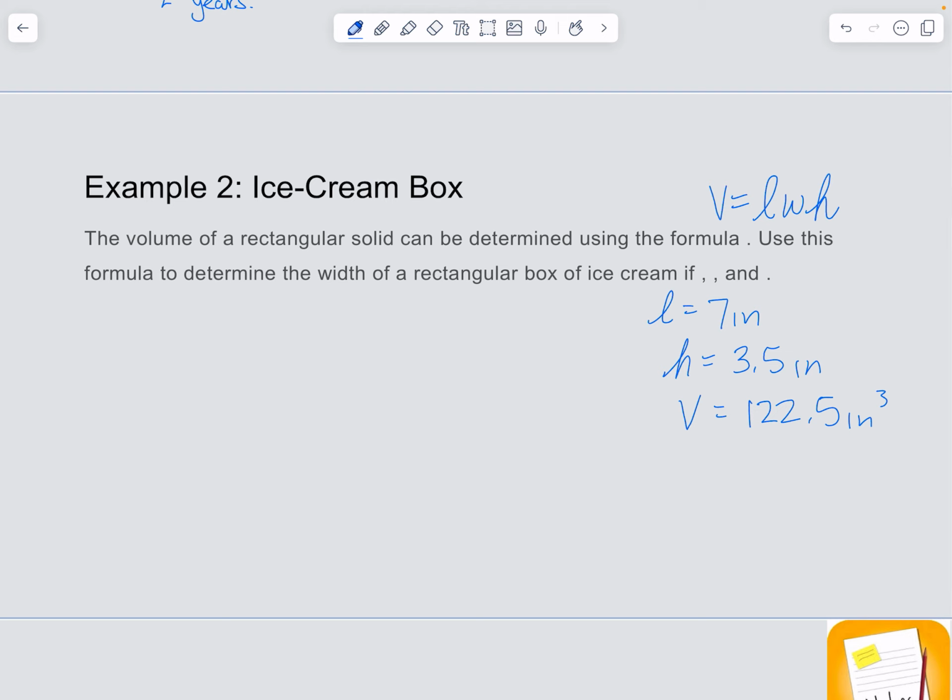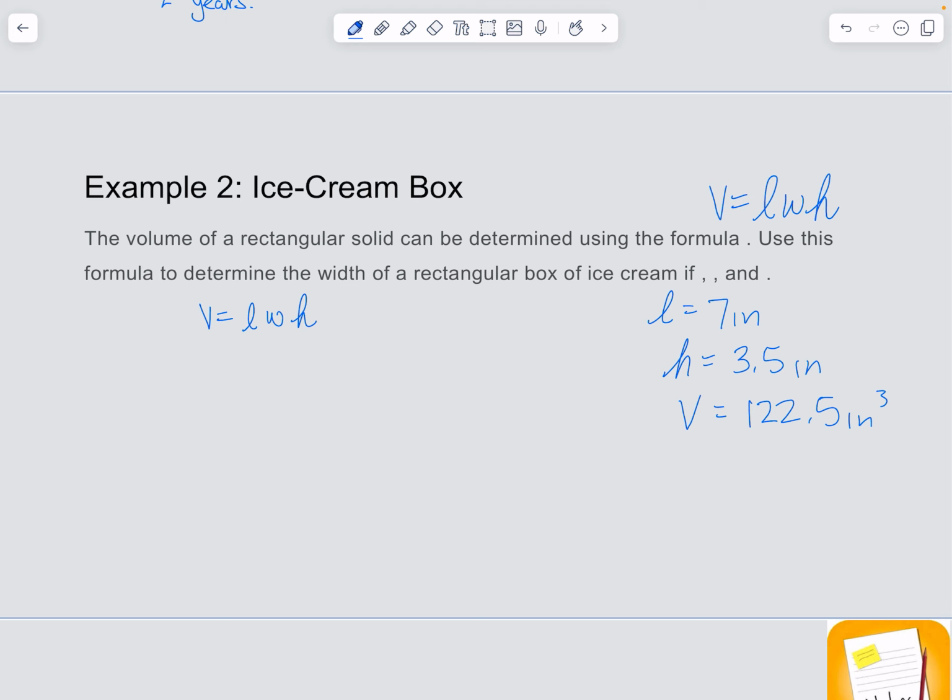Okay, let's look at another one. The volume of a rectangular solid can be determined using the formula V equals length times width times height. Use this formula to determine the width of a rectangular box of ice cream if the length is 7, the height is 3.5, and the volume is 122.5. Again, start with your formula, V equals length times width times height. Plug in what you know, and then solve for what you don't know.